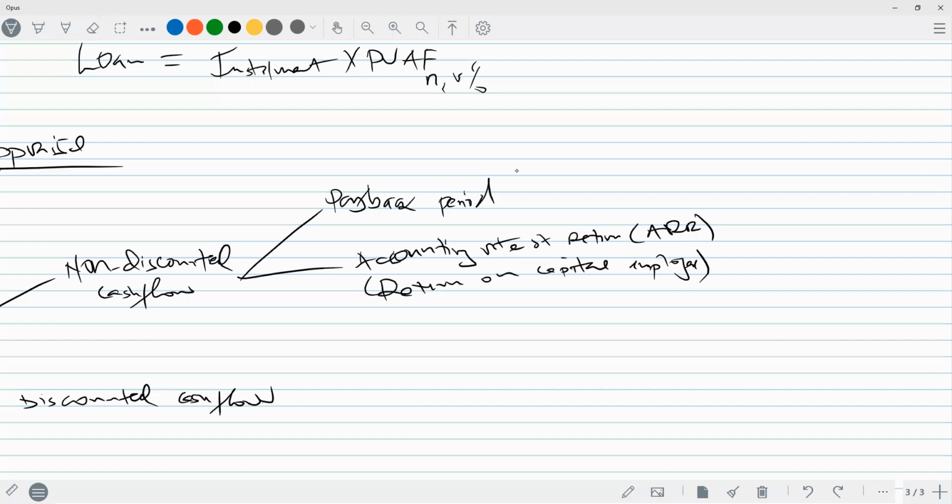How long does the project take to pay back? How long does the project take to pay back its initial investment to the investor, to the equity shareholder in that project? That's what we mean by the payback period.